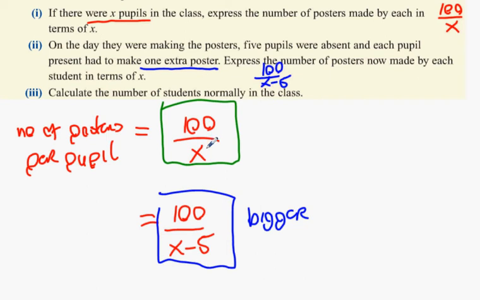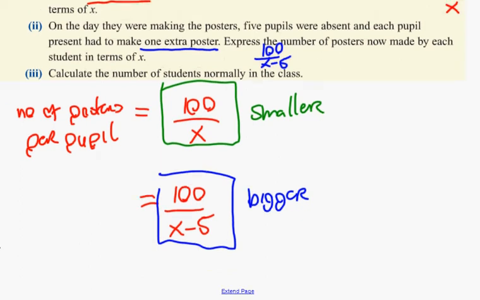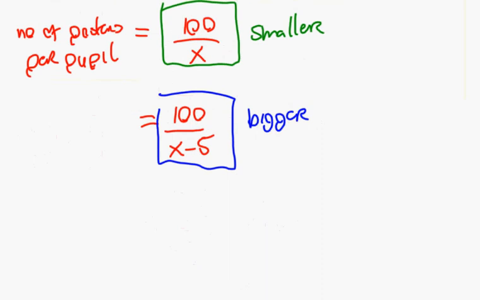Remember, what's in the green box is how many posters are made by each pupil. What's in the blue box is how many posters are made by each pupil for the second scenario. So, one of them is one bigger than the other one. So, what way do I need to write this down? Can anybody tell me what way do I write this equation? The blue box is one bigger than the green box. So how do you balance that up? So call it out, Higgins. How do you balance it up?